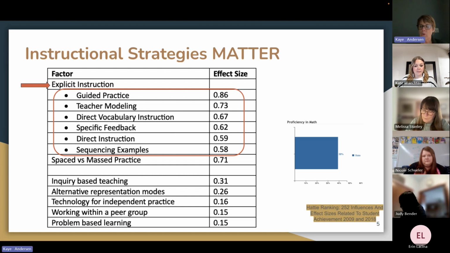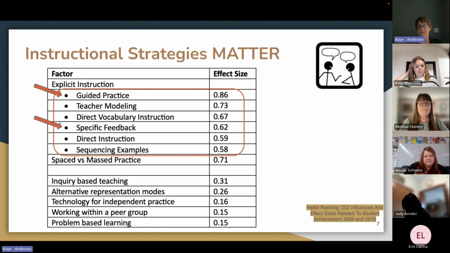Last year, we only had 39% of our students that were proficient in North Dakota. Our goal is to get 80% of them proficient, so what are we going to do in order to reach that? We can see the effect sizes on the screen for guided practice and teacher modeling. When we combine that with specific feedback, sequencing examples, and multiple practice opportunities, we're going to build towards that proficiency. The guided practice and specific feedback are the two areas that we're really going to dig into today.